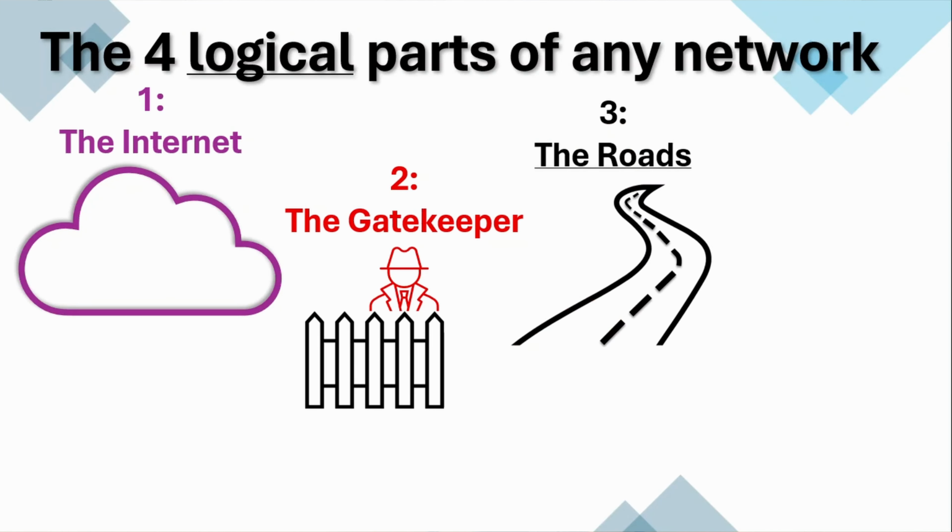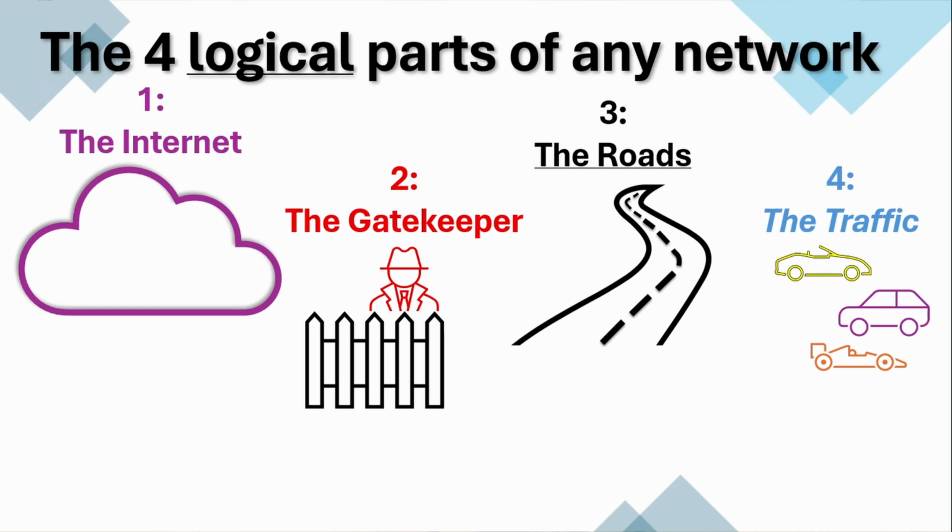Third, the roads. These are the paths data travels inside your home. Wired roads are network cables. Wireless roads are Wi-Fi. An important point here, these roads do not create speed. They only carry what they're given. Fourth, the traffic. All your devices, phones, laptops, TVs, game consoles, smart home devices, they all share the same roads. And yes, they compete. Once you understand these four parts, everything else becomes easier to reason about.